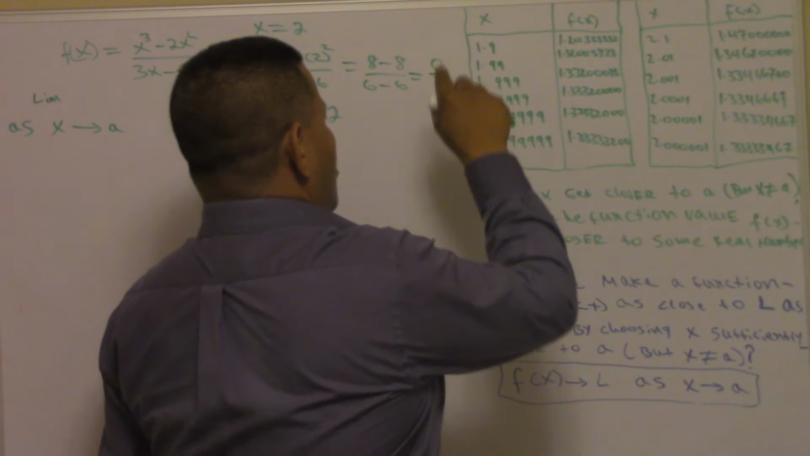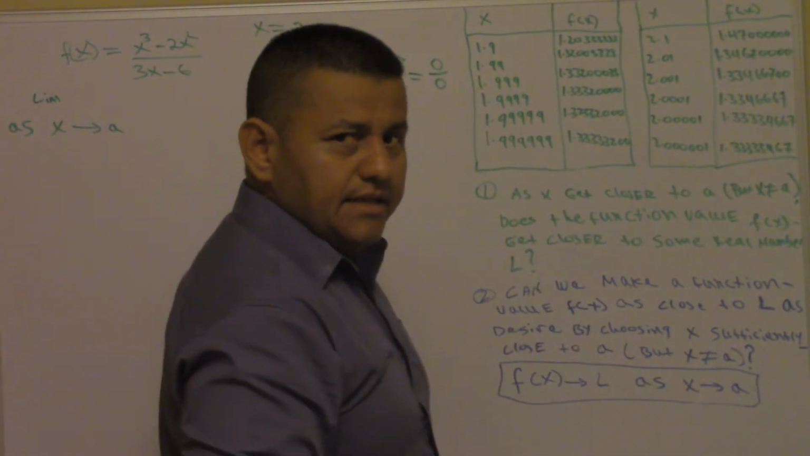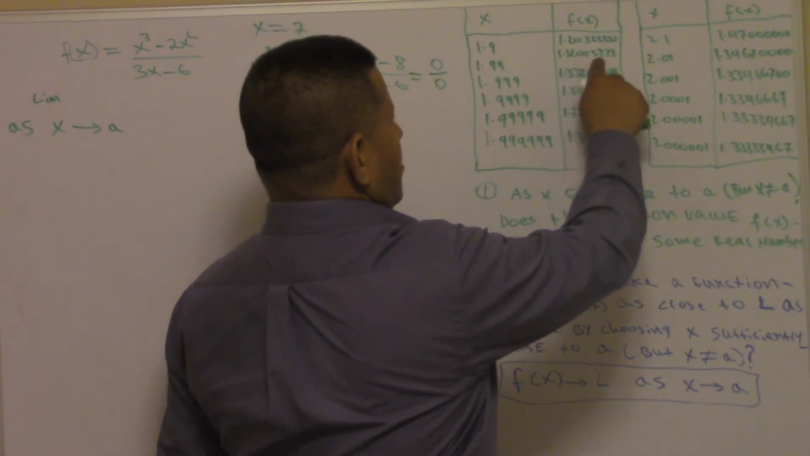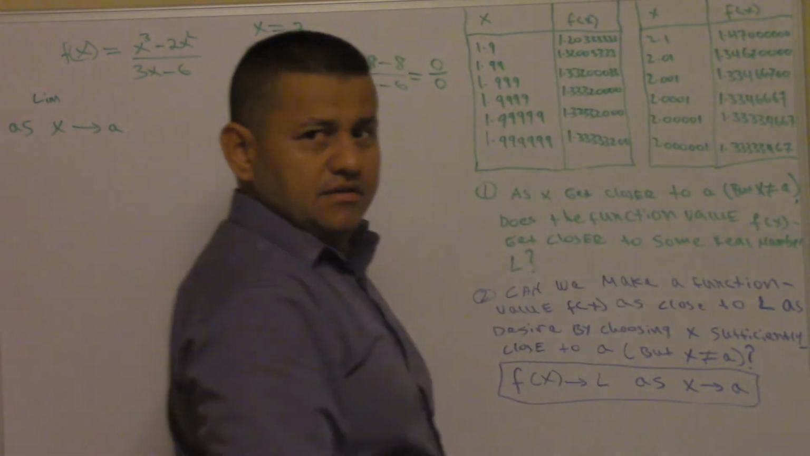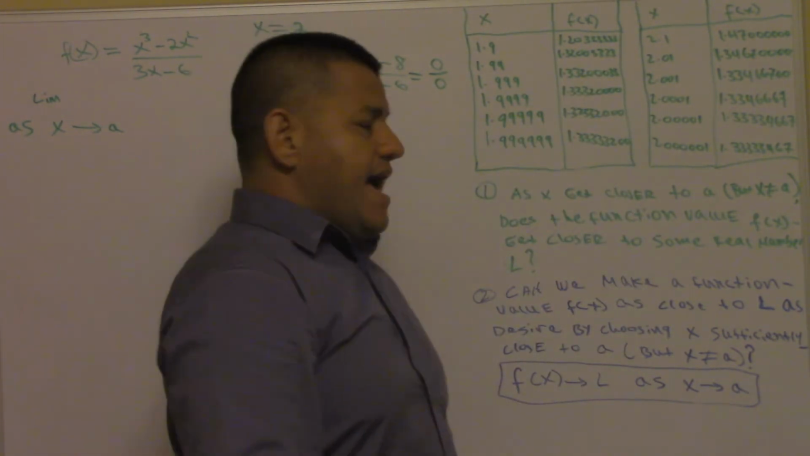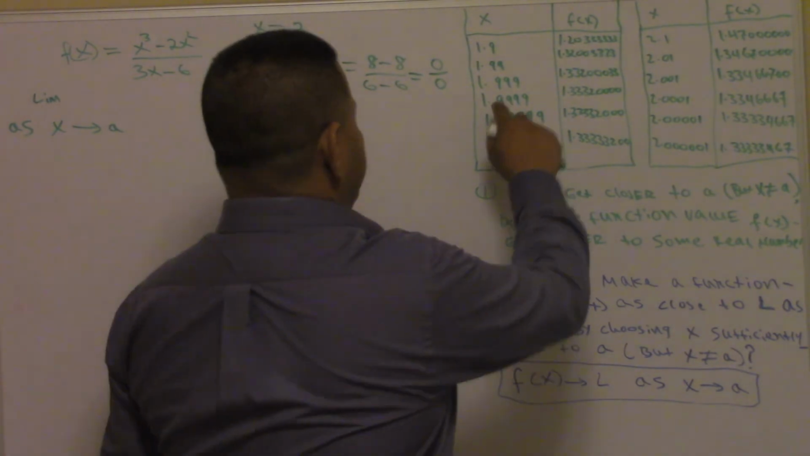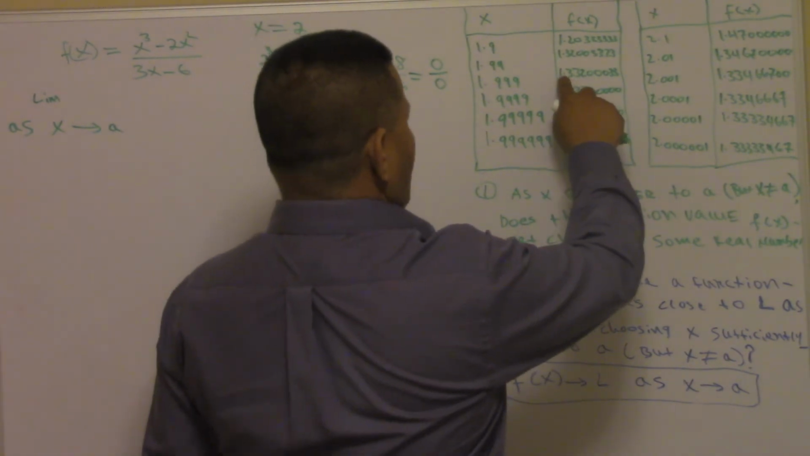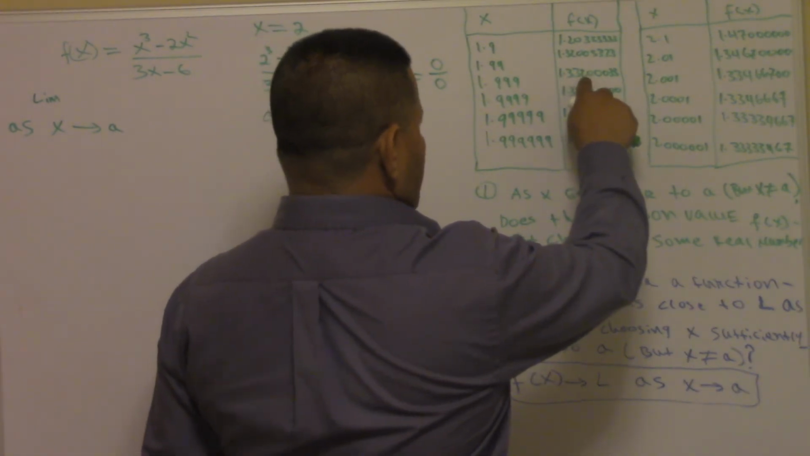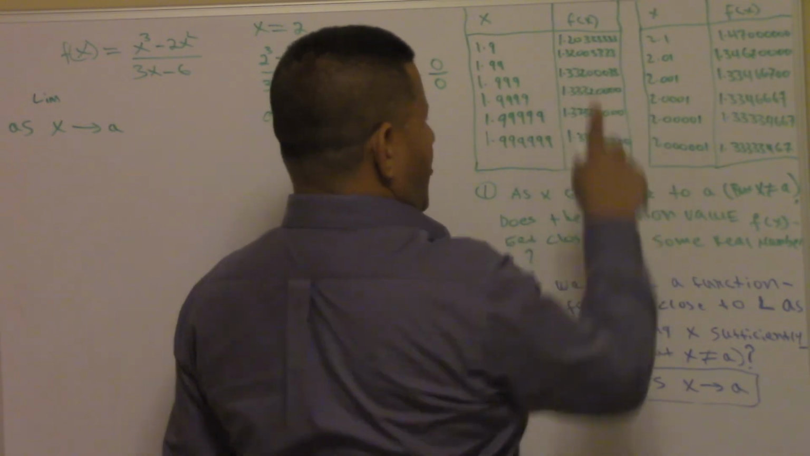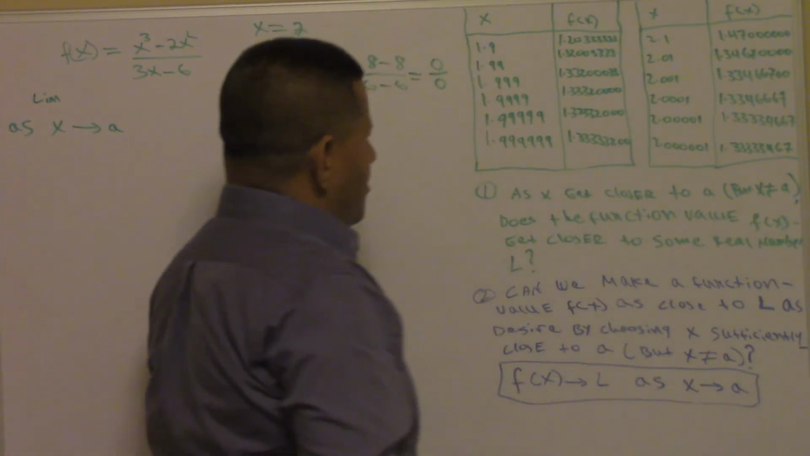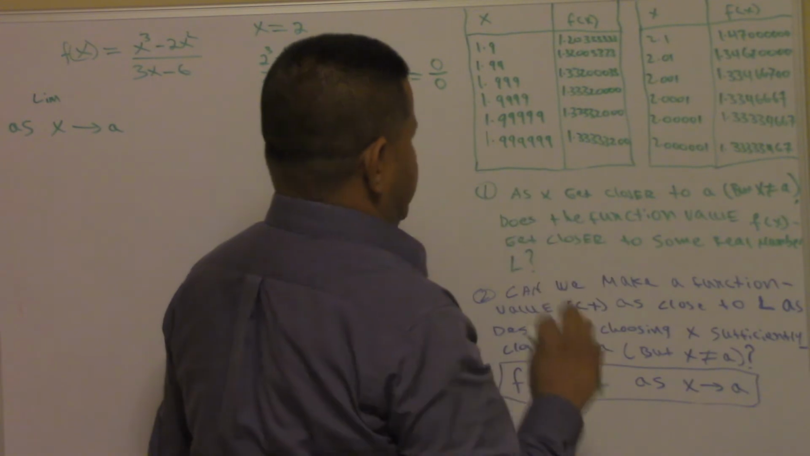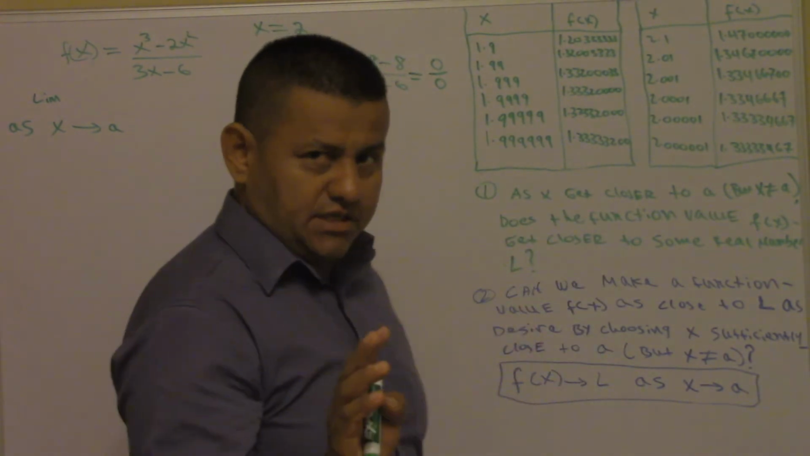At x equals 1.99, the function f of x is equal to 1.32003333. Okay? At x equals 1.999, I got the function is 1.3320033. Look at these numbers. This number right here, it seems like they are increasing a little bit, slowly increasing. Okay?